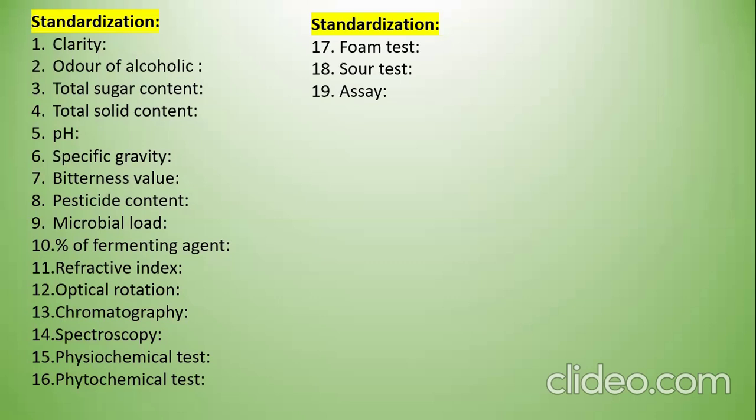Then spectroscopy such as UV, IR, NMR, mass. Then physicochemical tests that you have to perform. Okay, physicochemical tests include your ash value, extractive value, and moisture content. Likewise, they have to be considered. Then phytochemical tests such as primary metabolites and secondary metabolites are to be tested in this drug. Then the foam test: if foam occurs after shaking this Asava or Arista, that indicates that some fermenting agents are present. So this is the foam test.